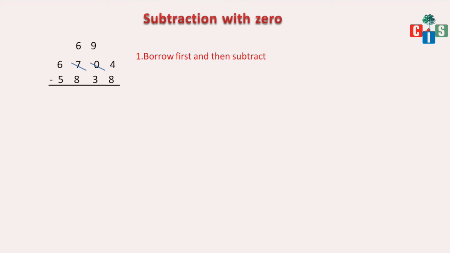Now this 4 changes to 14. Borrowing is over. Now start subtracting. 14 minus 8 will give me 6. 9 minus 3 will give me 6. 6 minus 8 is not possible. So borrow next door. 6 will change to 5 and the 6 in the hundreds place will change to 16. Now start subtraction. 16 minus 8 is 8. 5 minus 5 is 0. The point you have to remember from this sum is that when crossing a 0, you have to change it to 9.